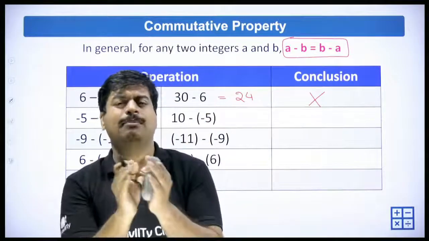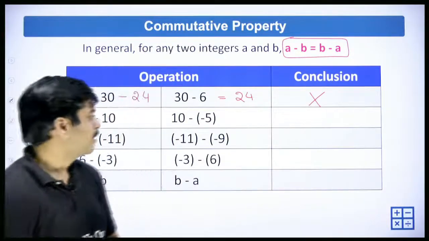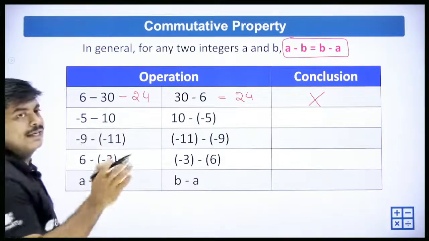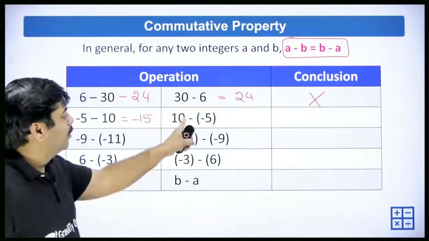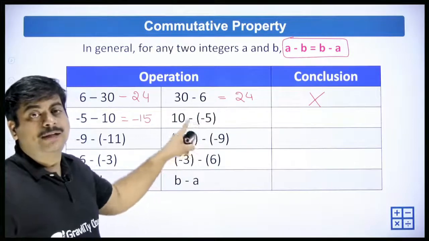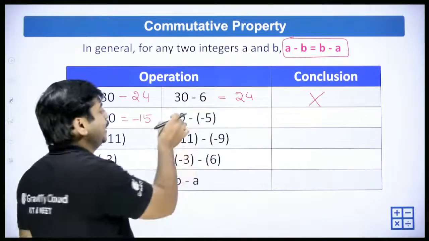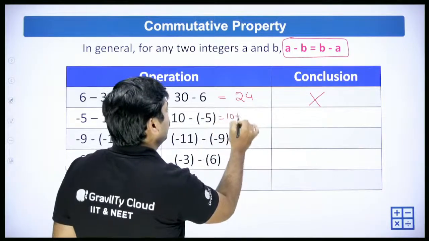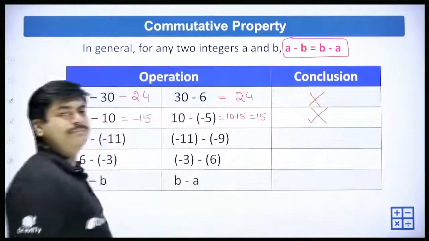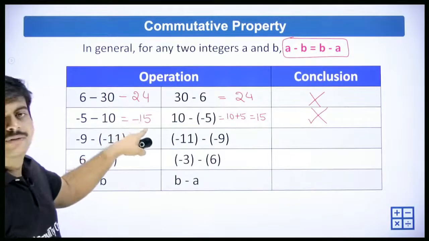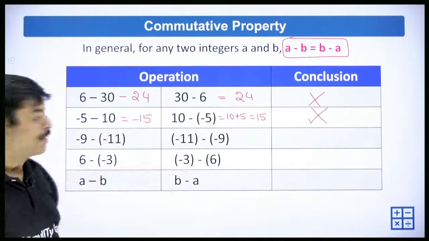It is enough to say that a minus b is not equal to b minus a, but let me try different values. What is the second example? Minus 5, minus 10, both negatives. Just keep adding and keep the negative: minus 15. Negative of negative is positive, as I told you. 10 minus of minus 5 is 10 plus 5, which is 15. Here it is minus 15, not 15. Minus 15 and 15 are not equal. That's the reason the cross symbol came here.